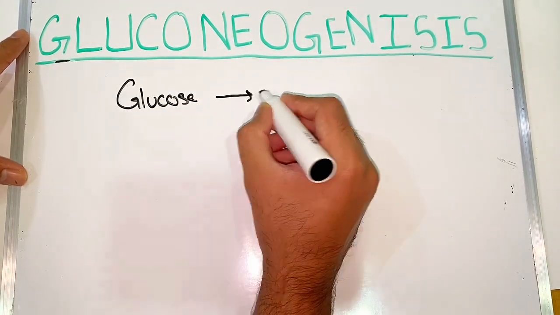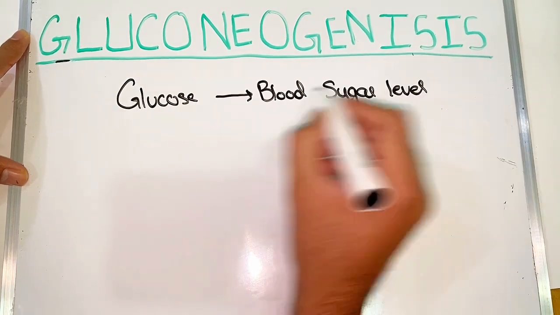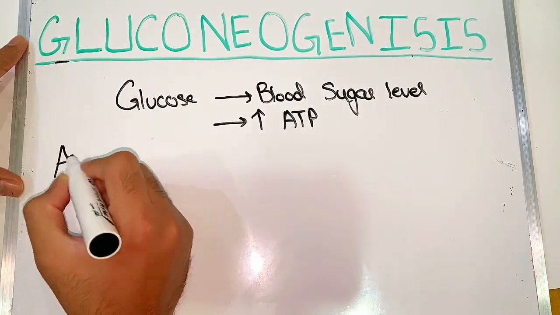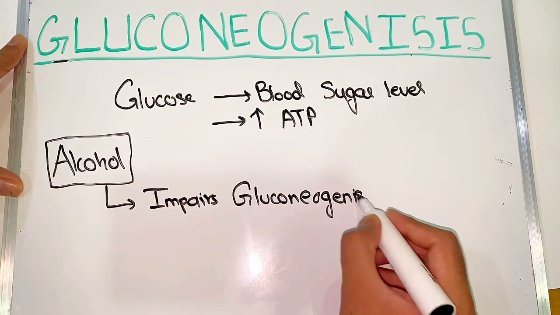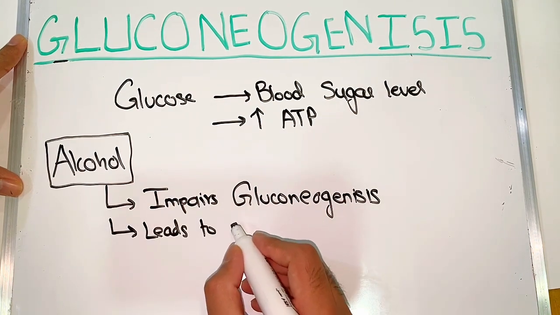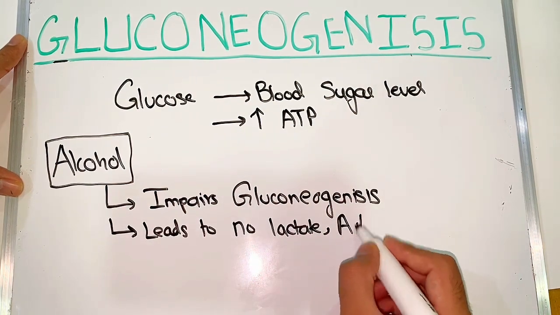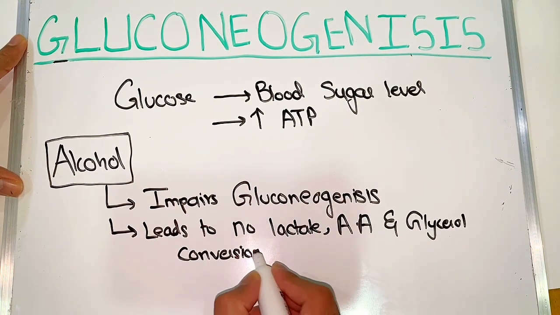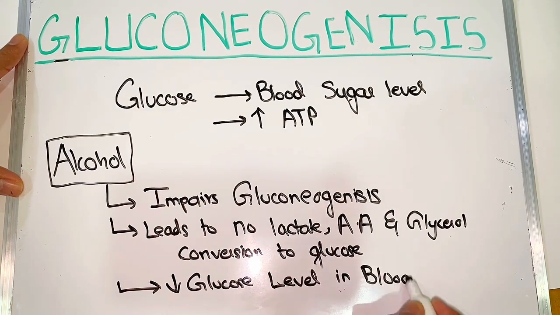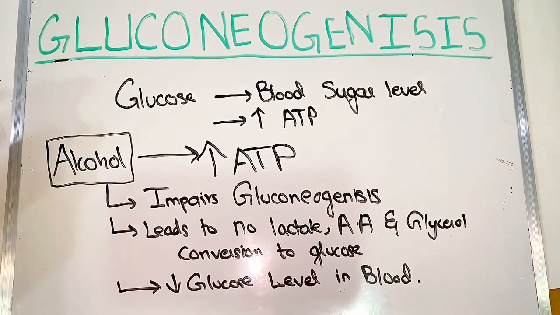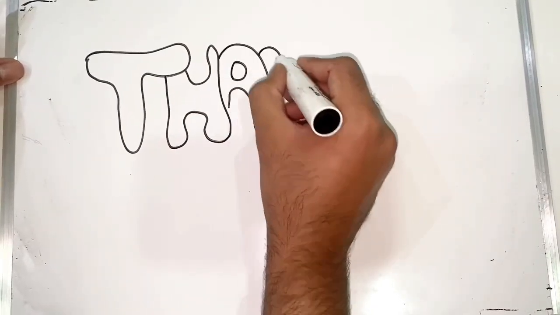Now we will see more information which a medical student should know. When we take in glucose, blood sugar level and ATP production increase. But when we consume alcohol, it impairs gluconeogenesis, which leads to no conversion of lactate, amino acid and glycerol to glucose, because of which glucose level will decrease in the body. It happens because alcohol increases ATP in the body, because of which no glucose is needed to convert it to ATP by the process called glycolysis. There will be no glucose as we have much ATP in the body, so the glucose level will decrease in the body.